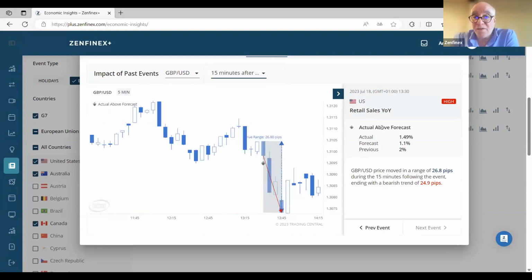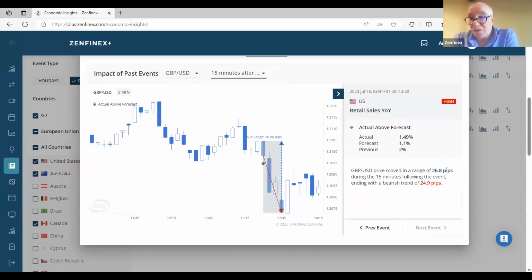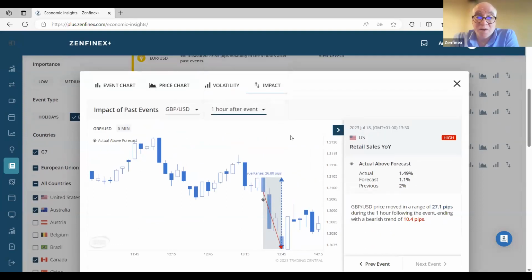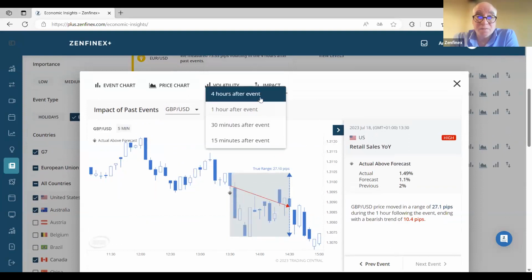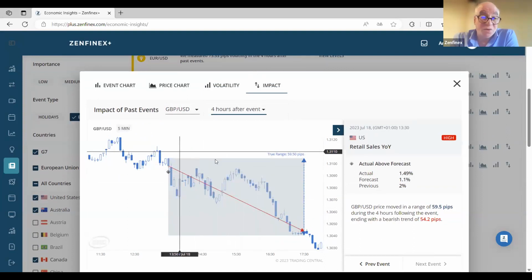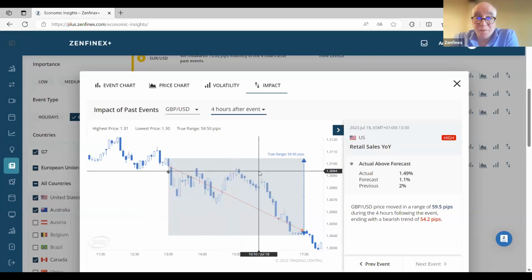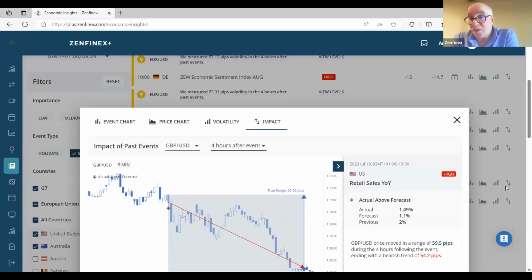Well, when June 18th retail sales came out, prices immediately went down. We can see here this event caused a price range of about 26 pips. And then in subsequent, like for 1 hour after that, it had a bit of a rebound. And 4 hours after the event, after the rebound, after a retest, we've just been talking about consolidations and breakouts. Well, this is the retest and a really nice move down. So these tools are really useful for that.